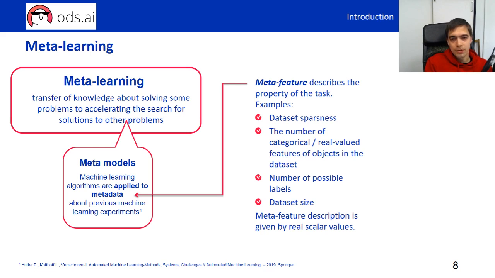Metadata or meta-features describe the properties of the assigned machine learning task. Here we will use a meta-feature description defined by real scalar values. Also, it's important to note that in the concept of meta-learning, the scope of the problem being solved is not important. Only the format of the presentation is important.